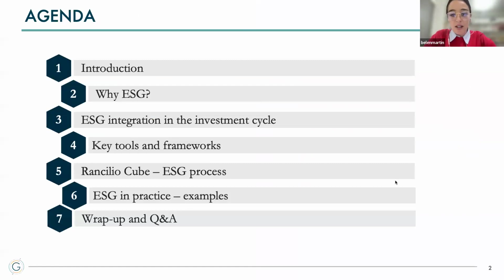The idea of this session is to discuss and understand how ESG factors are integrated into the investment process. What are the main tools and frameworks that are being used today in the industry? We're also going to be discussing the ESG process for Rancilio that we've been working on together with Lorenzo, Stefania, and Massimo. Then we will look into some examples from other organizations and other fund managers on how they apply ESG. The idea is to maintain an open discussion.